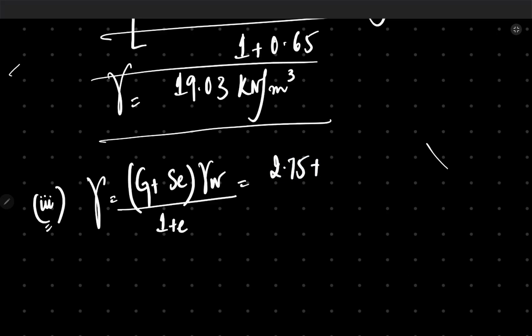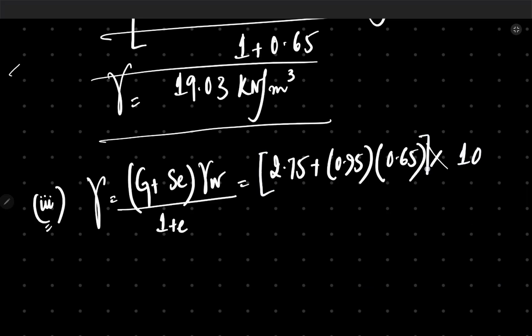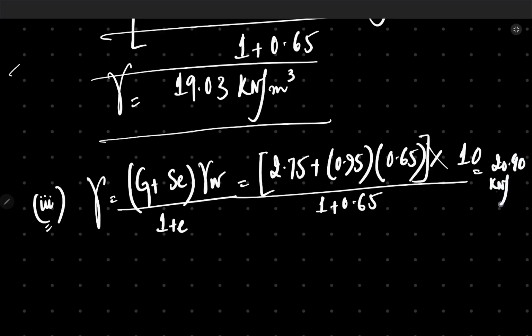So let's go on substituting the values. G is 2.75, degree of saturation is first 95%, so 0.95. The void ratio is 0.65. Unit weight of water is 10 kilonewton per cubic meter, divided by 1 plus e, that is 1 plus 0.65. So this becomes how much? 20.40 kilonewton per cubic meter. So this is the bulk unit weight when degree of saturation is 95%.